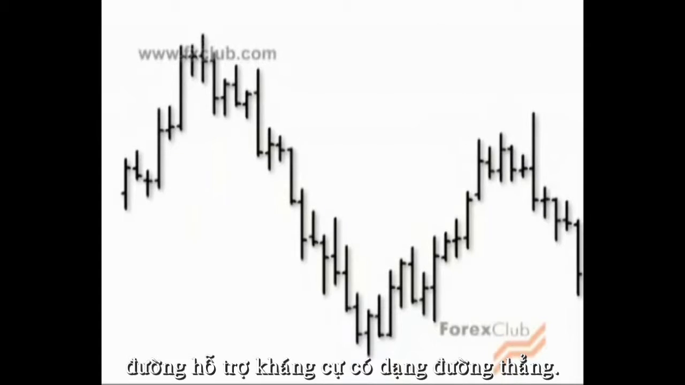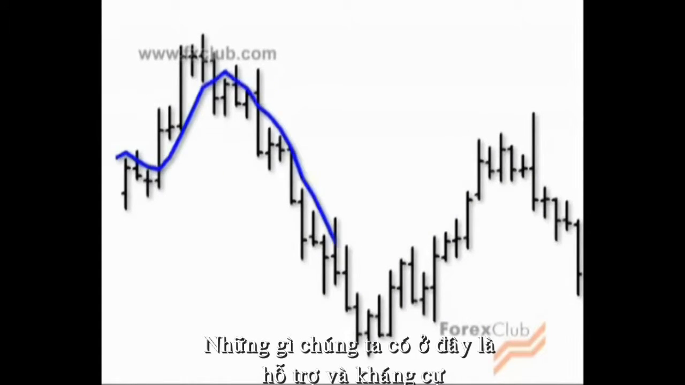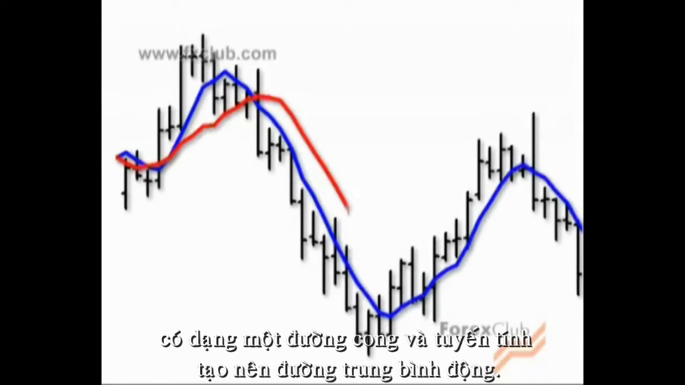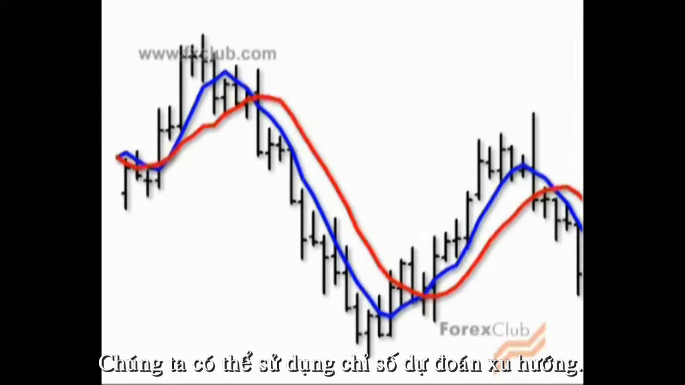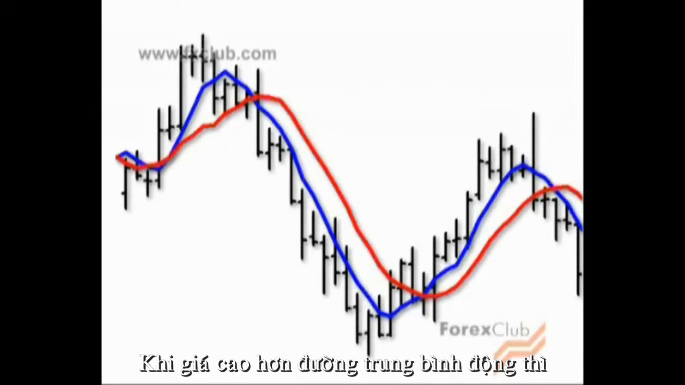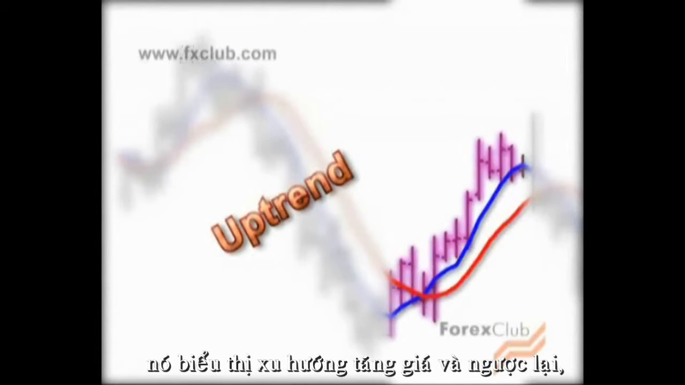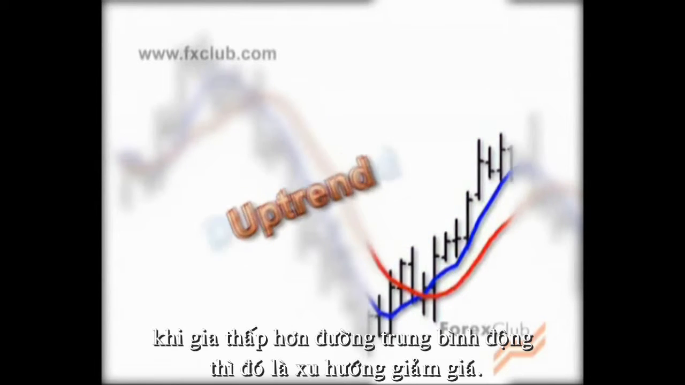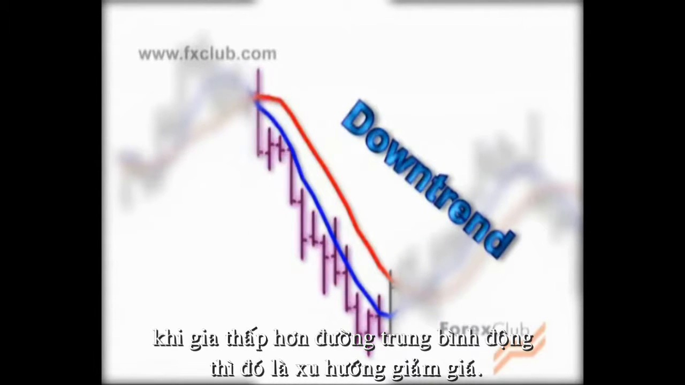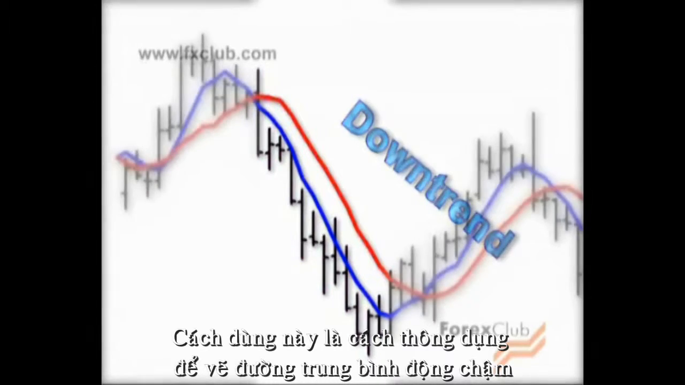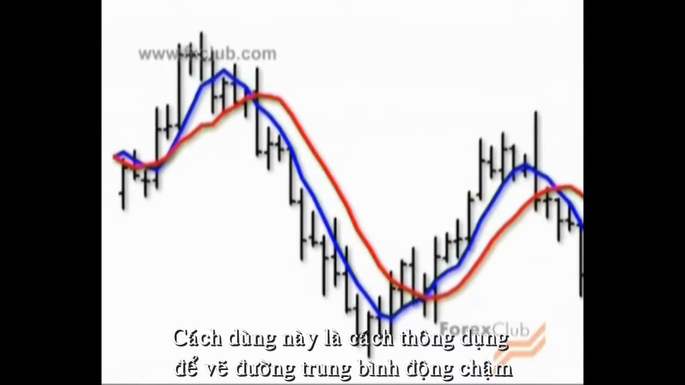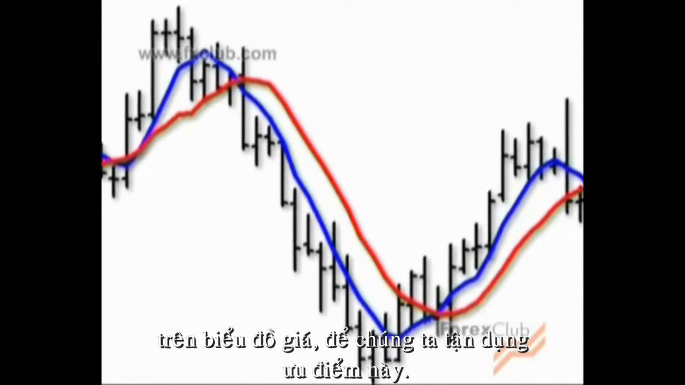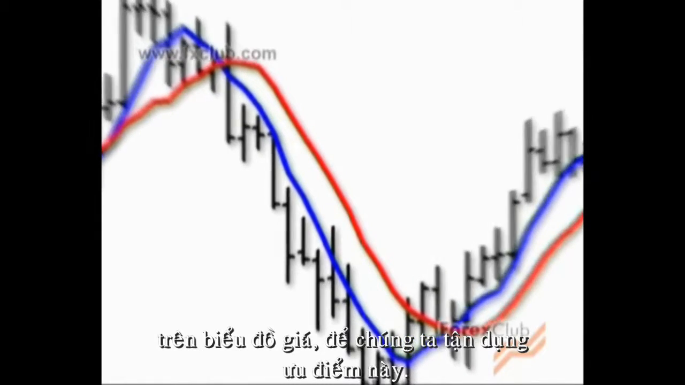In previous films, we examined support and resistance in the form of straight lines. What we have here are curvilinear support and resistance made up of moving averages. We can use them as trend indicators. When price is higher than the simple moving average, it's an uptrend, and when price is lower than the moving average, it's a downtrend. This uses the commonly cited major drawback of moving averages, that they lag behind the price chart, to our advantage.